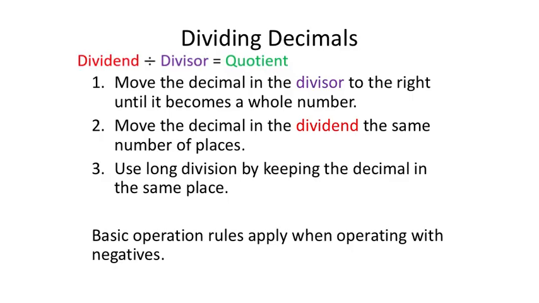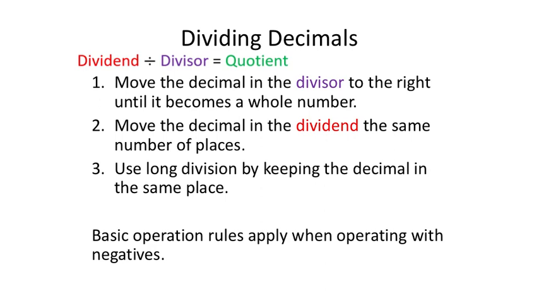So dividend divided by divisor equals quotient. For the divisor, we do not want to show it with a decimal. We don't really care if the dividend is a decimal. It's okay if the first number is a decimal, but what we don't want is the divisor to be a decimal.